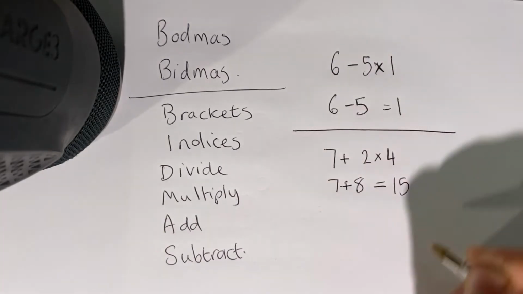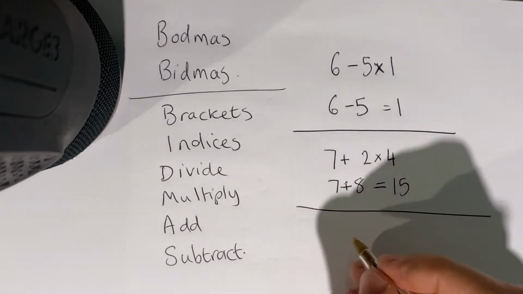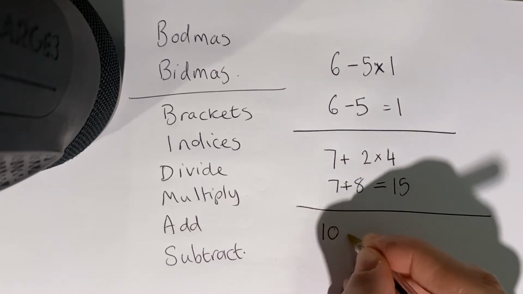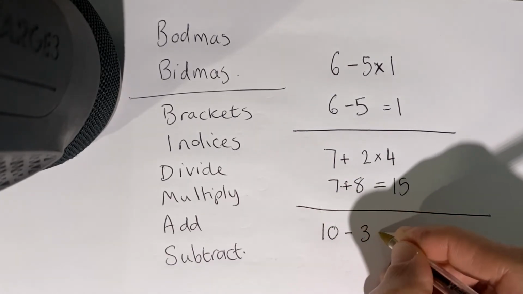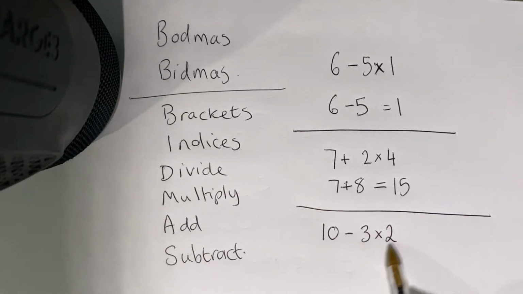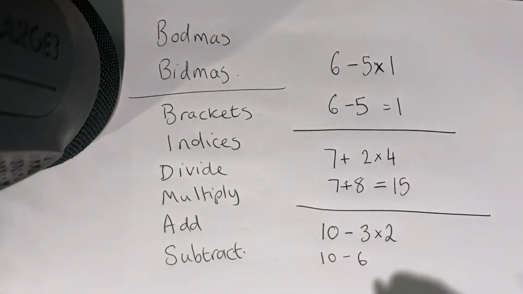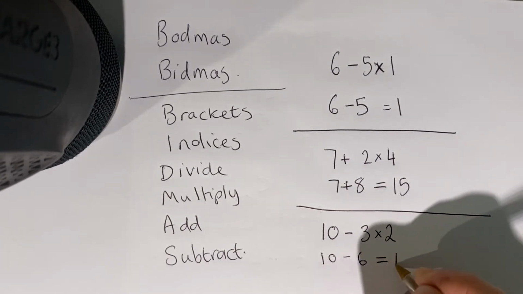Right, so I'm going to put another example here for you to have a think about. Just with these simple things again, let's have 10 minus 3 times 2. Have a think about this. Remember what you're doing first. I'll give you some moments. Okay, right, so the way that you should have gone with this was we should have done the multiplication first. So 3 times 2 is 6. So we end up with 10 minus 6, and 10 minus 6 equals 4.